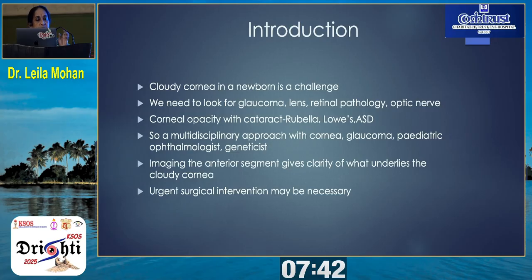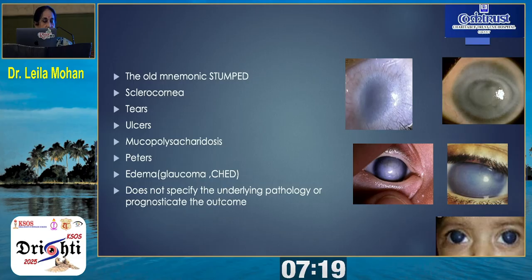Corneal opacity as well as cataract also can coexist in rubella and in many other conditions. So, a multidisciplinary approach with cornea, glaucoma specialist, pediatric ophthalmologist and geneticist whenever possible should be there. And imaging the anterior segment gives clarity of what underlies the cloudy cornea. And urgent surgical intervention may be necessary if a glaucoma diagnosis is made.